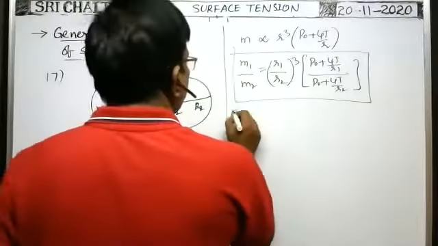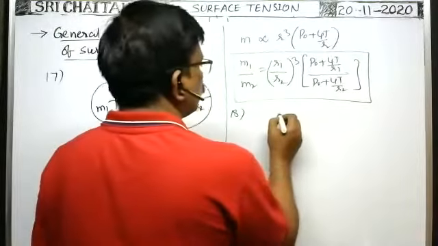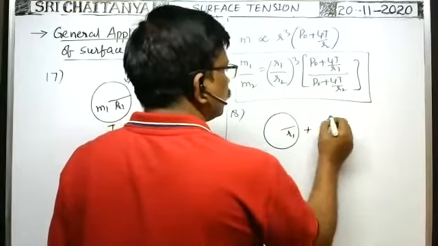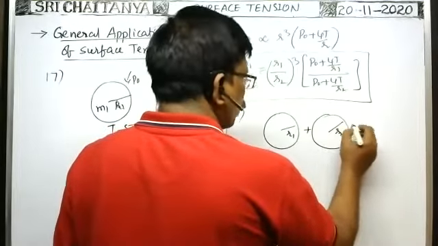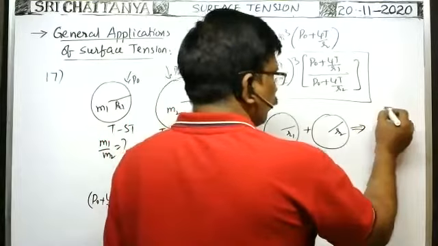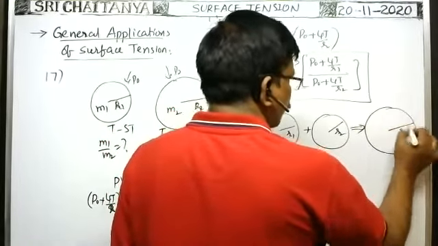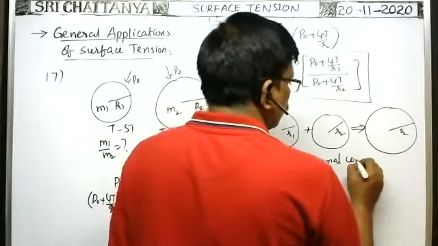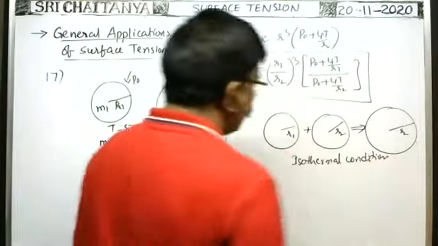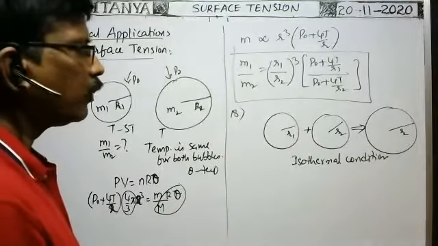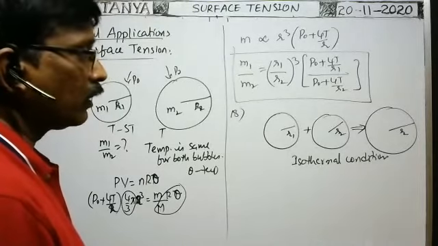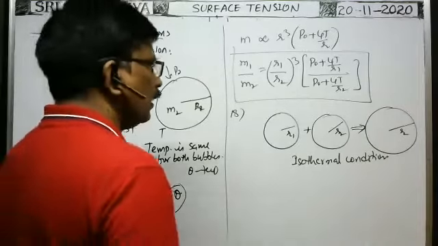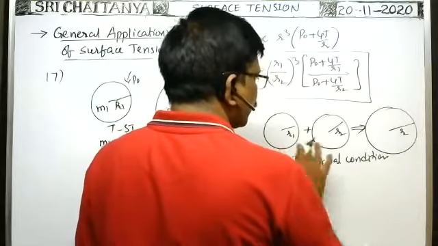Next, 18th one. Two soap bubbles having different radii are combined together to form a big bubble under isothermal condition. Two soap bubbles combine together to form a bigger bubble under isothermal condition. There is no loss of energy. When there is no loss of energy, surface energy is not lost.